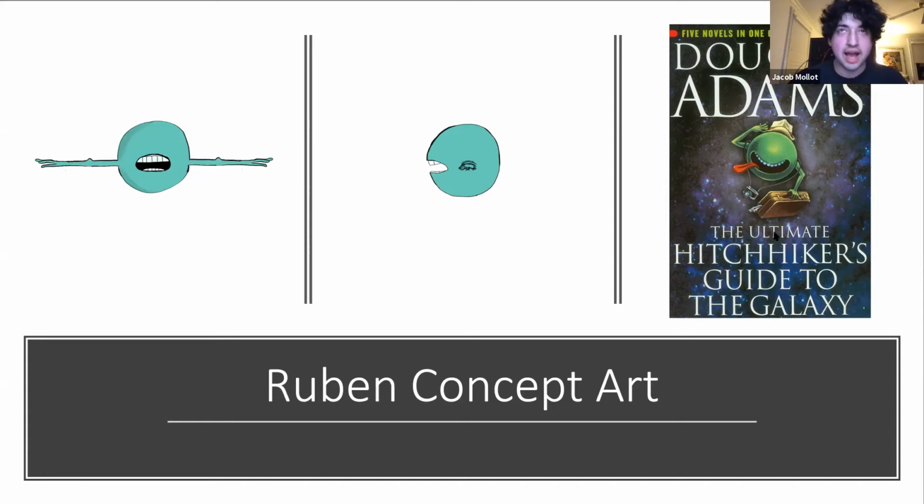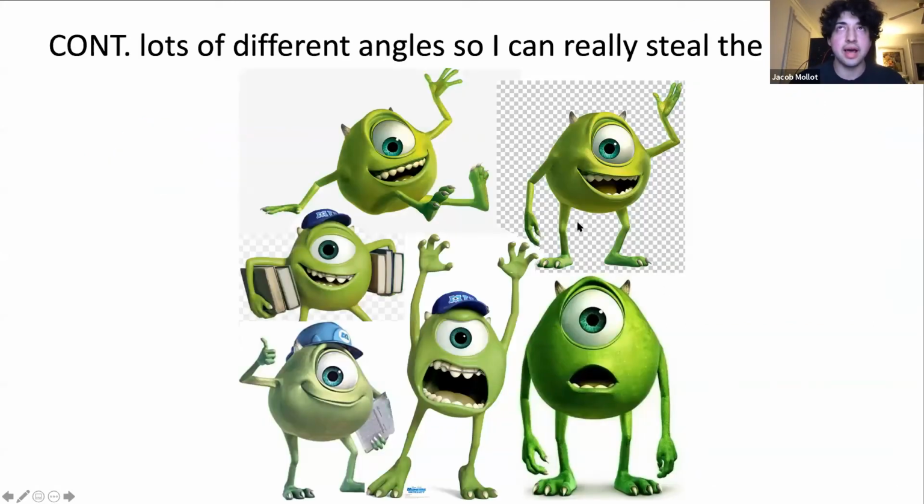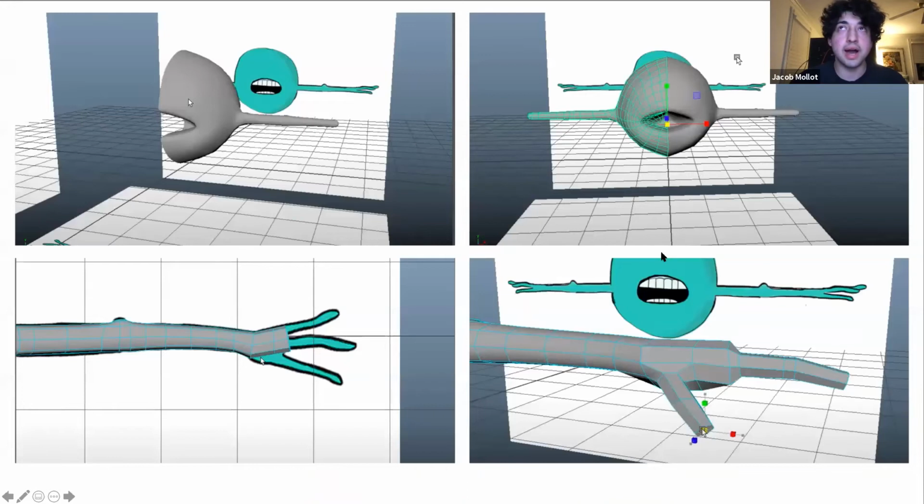I knew it was just kind of like a hole in a circle with tubular arms. I got a lot more reference of Mike Wazowski, so I could really steal that design. The first thing I did was go into Maya and bring my reference drawings in and then model based off that. So it's really like, what looks good works.